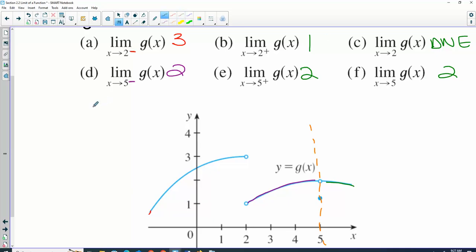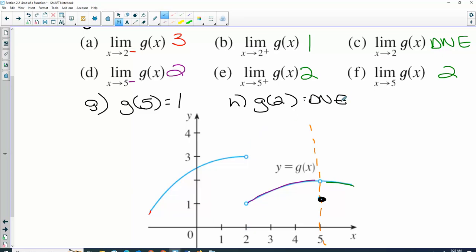What if I had just asked you to find g of 5? What's that say? Not a limit, just g of 5. It's the function notation. When x is 5, what's your y value? That's the point right here. So when x is 5, my y is 1. What if I had said g of 2? So when my x is 2, what's my y value? Does not exist because they're both open circles.